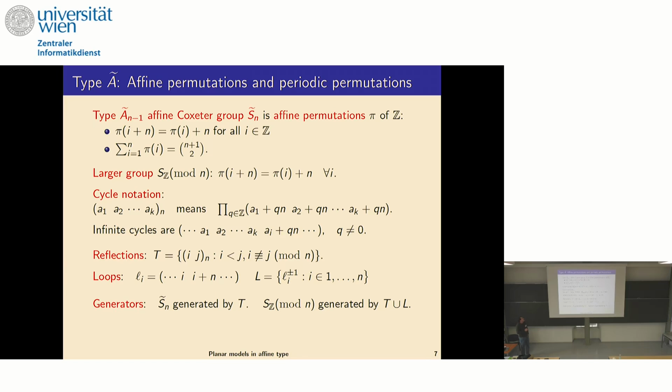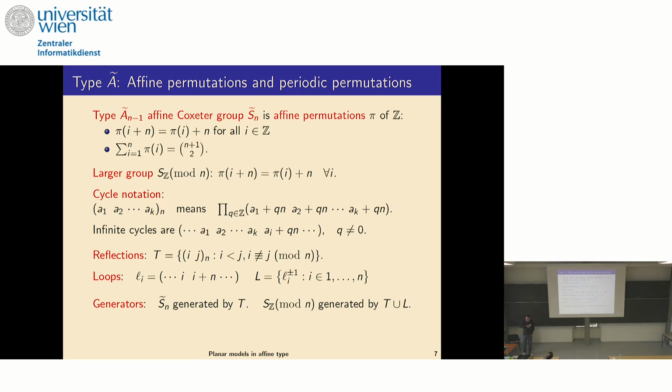And then there is a normalization condition for this permutation. This makes it so that you don't take your integers and just move everything up. It also makes it a correct model for this Coxeter group. The sum of where you send 1 through n adds up to n plus 1 choose 2. There's also a larger group that you can consider.